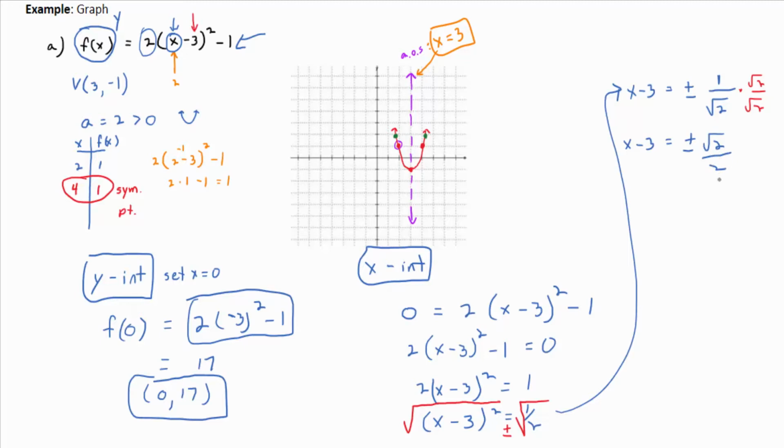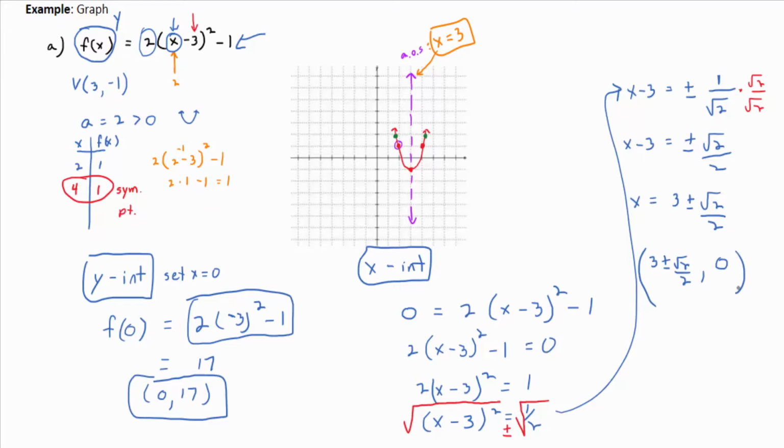And then if you want to get x by itself, what do you do? Add 3. So you get 3 plus or minus root 2 over, now the way I've written it, that division bar is just underneath that root 2. Okay? So what are the x-intercepts? There's 2 of them. You could write them all in one as 3 plus or minus root 2 over 2, comma 0.